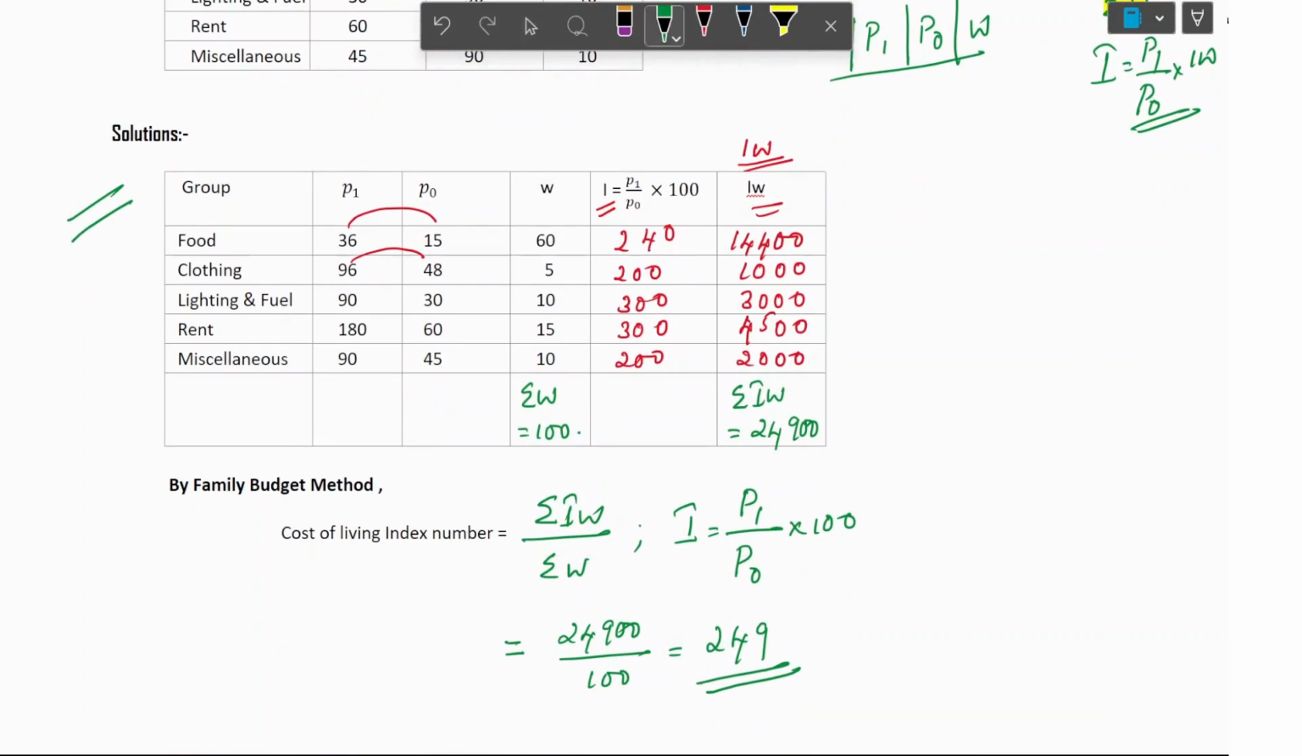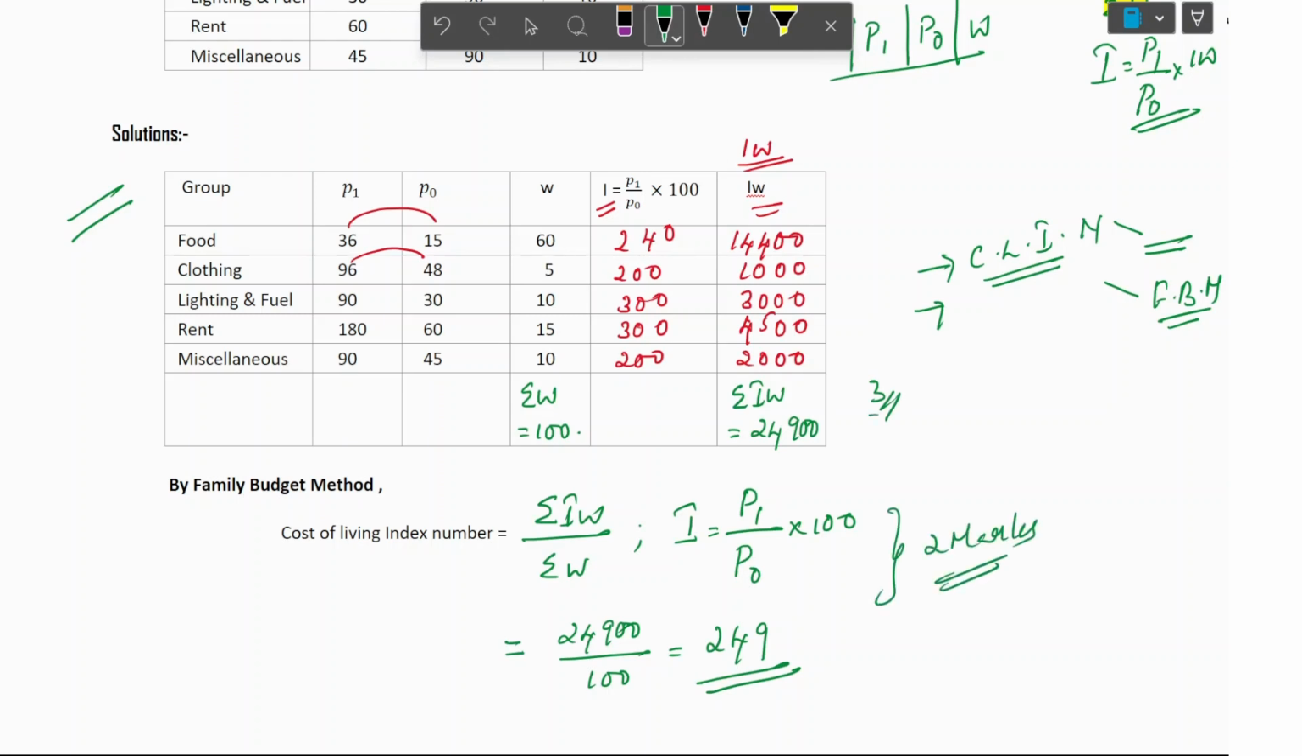Therefore, here I showed you the two different methods of constructing the cost of living index number. Questions also come in the examination: construct the cost of living index number by which method? One is the aggregate expenditure method, or otherwise the family budget method. Both questions normally come for 5 marks. The table is normally for 3 marks and the remaining calculation is for 2 marks. Learn the formulas properly. The formula for the first method is connected to the Laspeyres price formula, and the second one to the weighted index number.